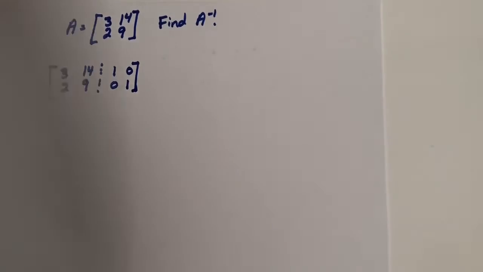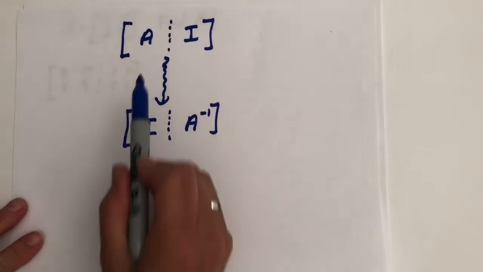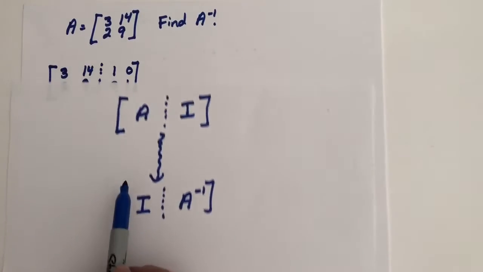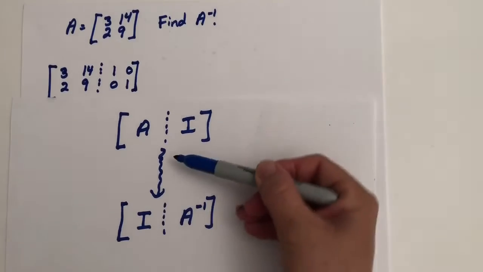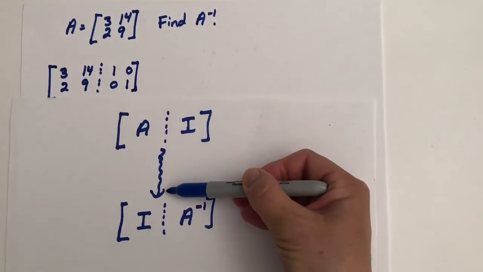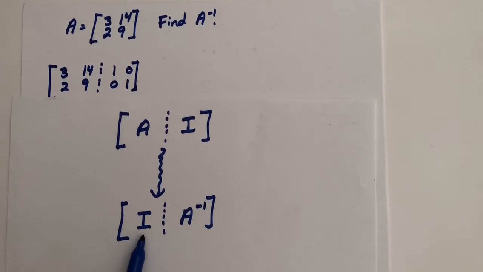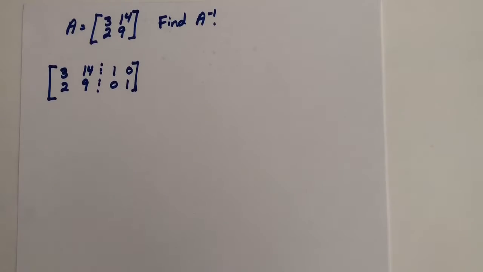So here's what I just said. We're going to start with this matrix, that's what we have. We're going to use our elementary row operations until we have the identity matrix on the left and our inverse will be on the right. So let's do it.